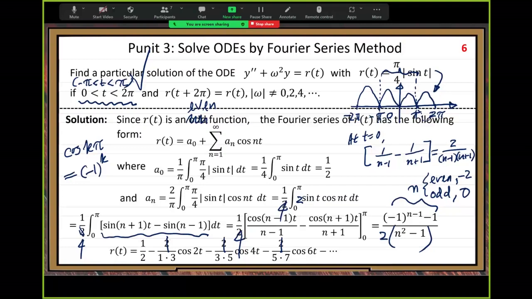So the even terms left. Okay? All the terms, when n is odd, it's 0. Odd, because this n minus 1 becomes even. This becomes 1. 1 minus 1, 0. Okay? So all the terms all gone. So even terms left.